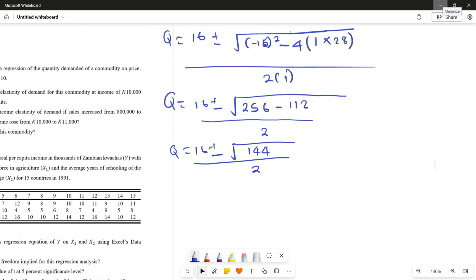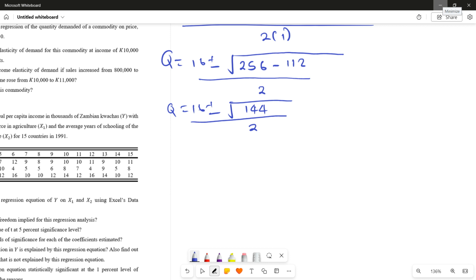You see that? Again, you go back to your calculator. Punch, the square root of 144 is 12. So Q is equal to 16 plus or minus the square root of 144, which is 12, divided by 2. Now, look at this. There we have plus or minus, which is telling us that we are supposed to split this into 2. One part should have a positive, the other part should have a negative.